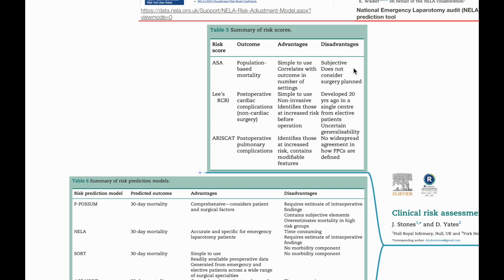For Lee's Revised Cardiac Risk Index, outcome is post-op cardiac complications for non-cardiac surgery. Advantages include simplicity, non-invasiveness, and identifies those at risk before operation. Disadvantages, it was developed 20 years ago in a single center from elective patients, thus uncertain generalizability. ARISCAT score, outcome is post-op pulmonary complications. Advantages, identifies those at increased risk and contains modifiable features. Disadvantages, no widespread agreement in how post-op pulmonary complications are defined.